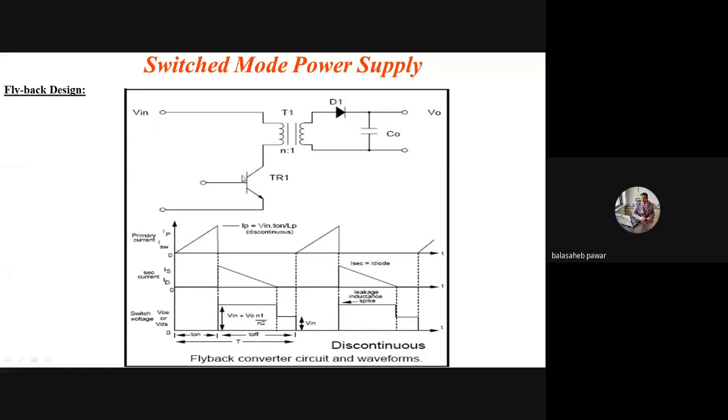Now one more thing: in the third waveform you observe the voltage mentioned as switch voltage. Switch voltage means the voltage across this transistor. The shown transistor is a BJT, that's why we consider VCE here. So whenever the transistor is in the on state, how much will be the voltage across it? As per the shown waveform, it is 0 volts, because it is considered that the transistor is working in the saturation region, not in the active region.